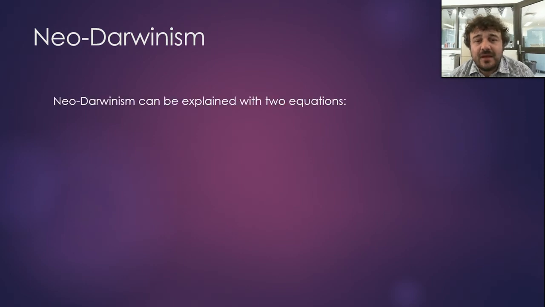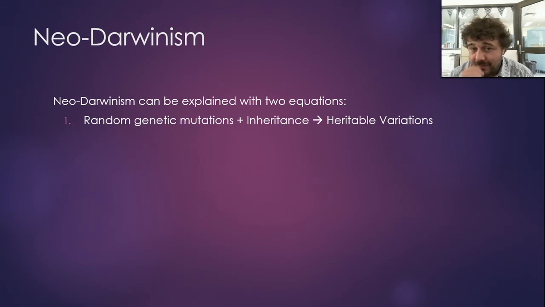So, I can explain with two equations. Now, you don't need to know these. These are just very, very interesting. Actually, no, you do need to know those. Sorry, my bad. Know these. We've got random genetic mutations plus inheritance equals heritable variations. In other words, when we get a mutation and we can inherit it, we get a variation which is able to be passed from one generation to the next.